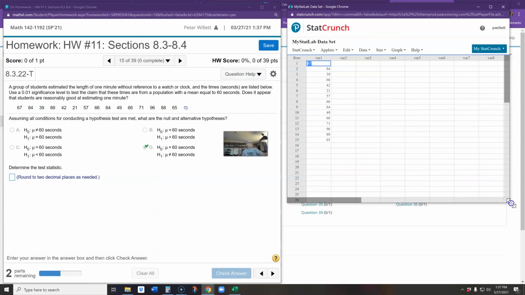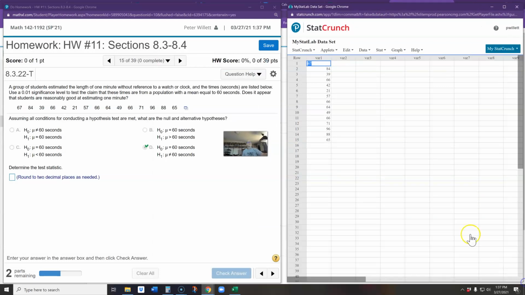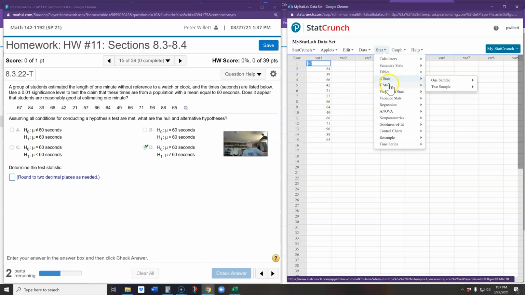And now that my data has been listed as a column of values in StatCrunch, we need to figure out which distribution to use. So again, looking at the distributions, we have z-stats, t-stats, proportion stats, and variance stats. Variance stats are for testing standard deviation. Proportion stats are for testing proportions. And z-stats and t-stats are for testing mean values, which is what we're doing here.